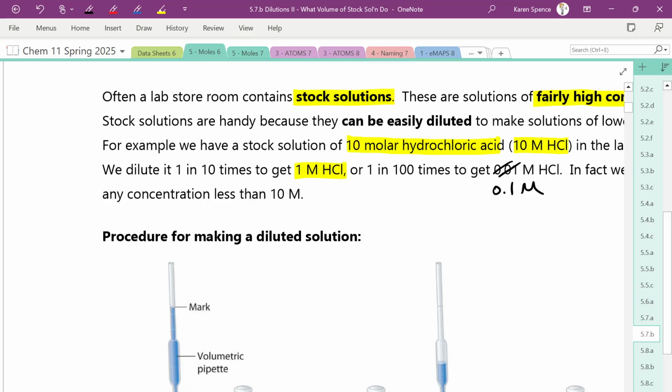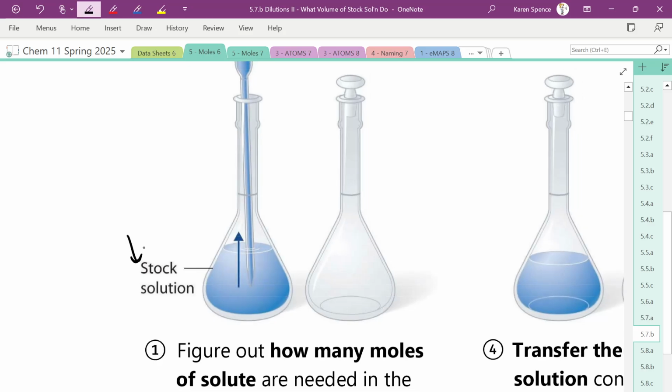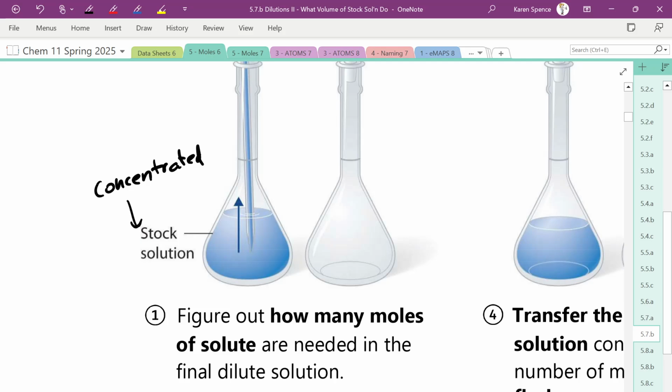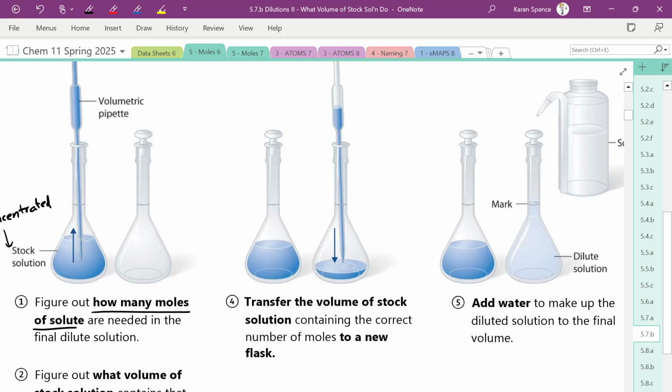So here is how we make a diluted solution. We take our stock solution, which is concentrated, and we figure out how many moles of solute we need in our final solution. So we're actually doing calculations with moles. I know what I want. I know I want a particular volume at a particular concentration. And if I know volume and concentration, I can find moles. Yes?